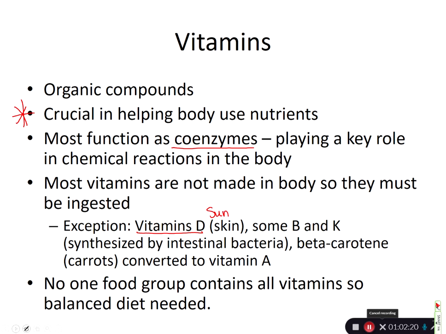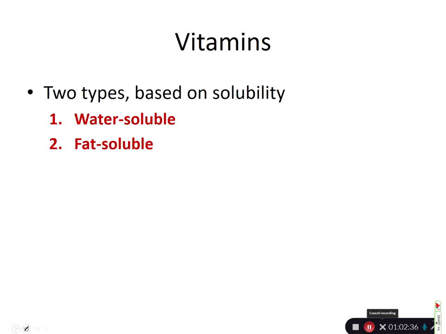Some B and K vitamins can be produced by bacteria in the large intestine. And then beta-carotene is one that we find in carrots. This can get converted to vitamin A in our body. Usually not one food group contains all your vitamins, so you've got to have a balanced diet. You've got to be eating vegetables and fruit and grains and proteins.